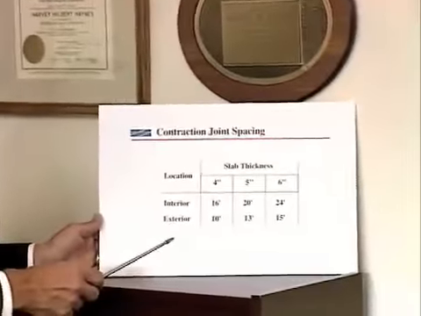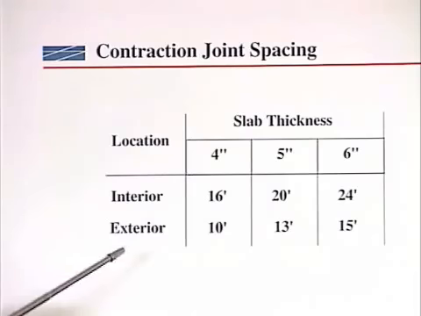Contraction joint spacing is a most important topic. A close spacing of joints will minimize random cracks better than any other method. This table has been around for a long time, and if it were followed, there would be far fewer problems.